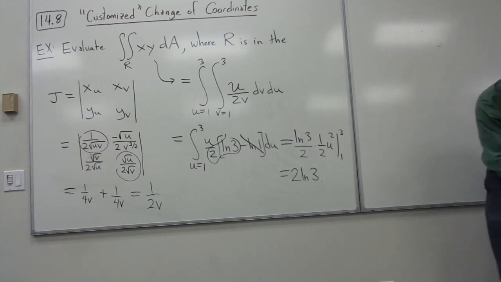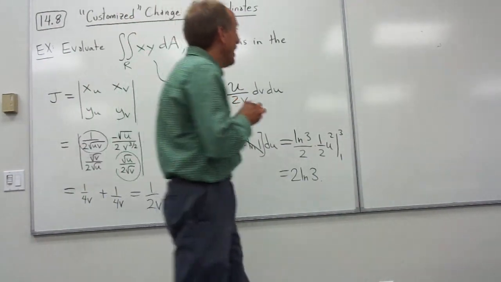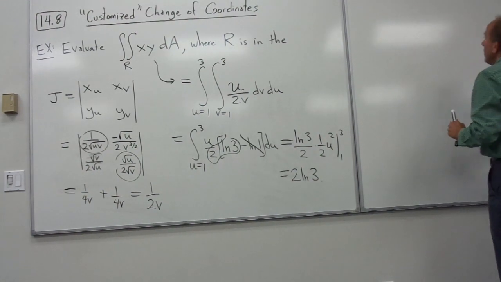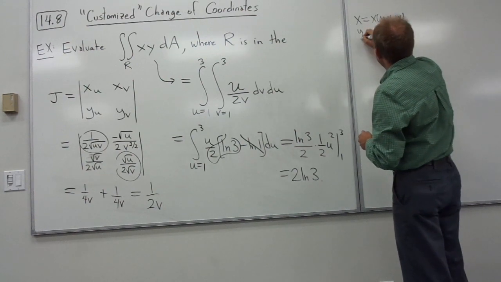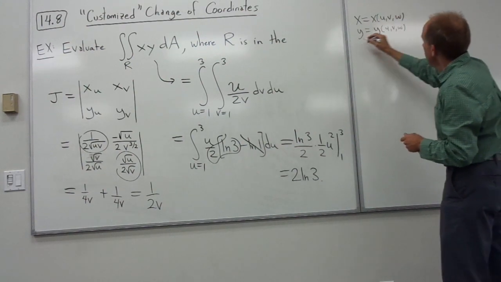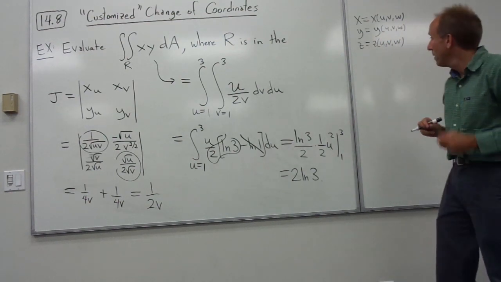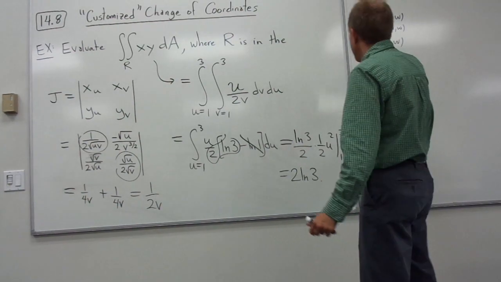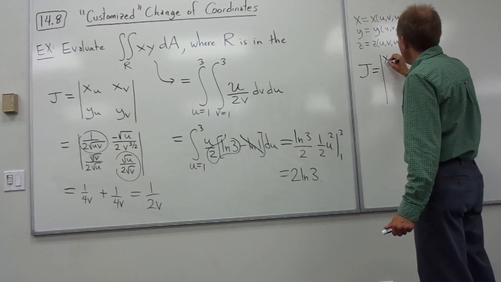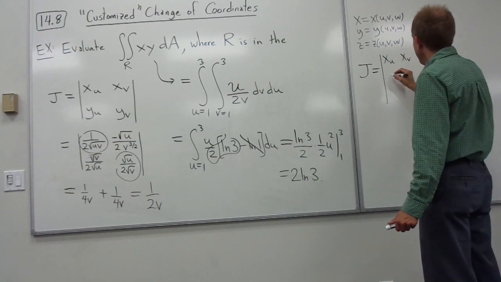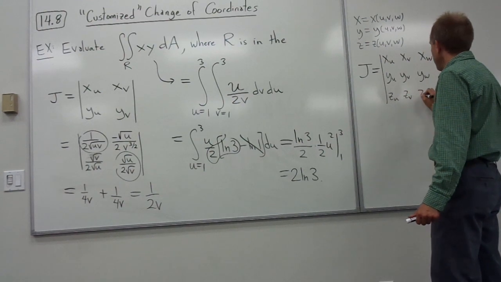Now, you can also use this customized change of coordinates on triple integrals. Okay, so you can have a problem where you have x, y, and z. In that case, usually a good choice for your customized variables would be u, v, and w. And when you do this change of variables, you're still going to have a Jacobian. And the Jacobian in this case is just x sub u, x sub v, x sub w, y sub u, y sub v, y sub w, z sub u, z sub v, z sub w.